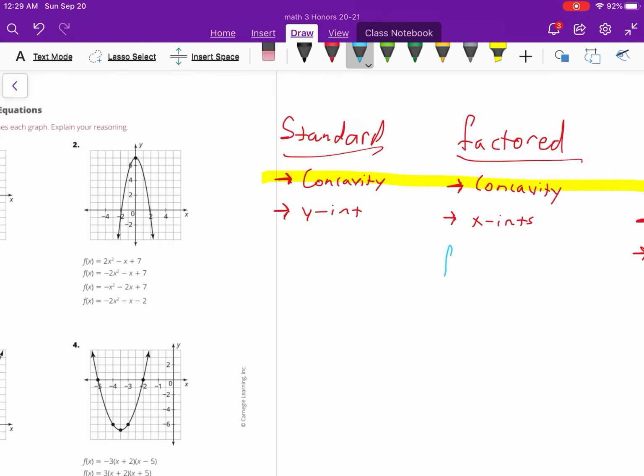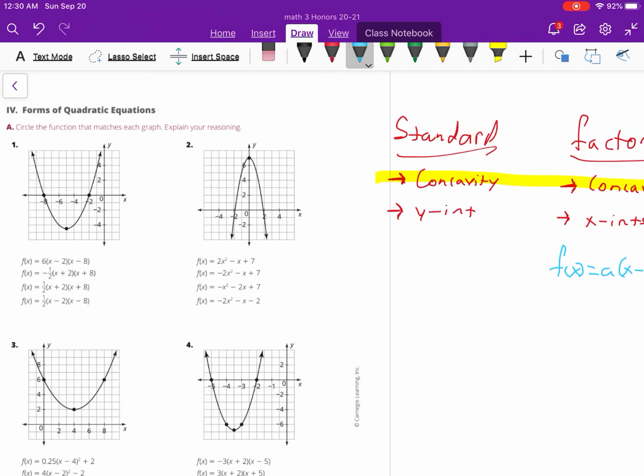Factored form should look something like this: f of x equals a times x minus r1 times x minus r2, with r1 and r2 being the roots. Notice how it says x minus r1 and x minus r2. We can think of that as the opposite of, and that will give us our roots, or our x-intercepts, or our zeros.